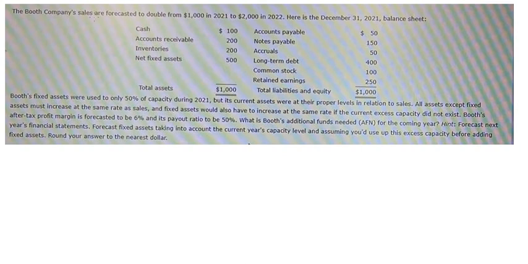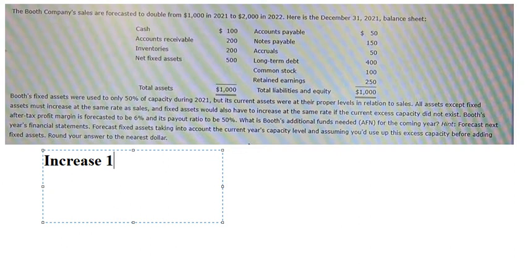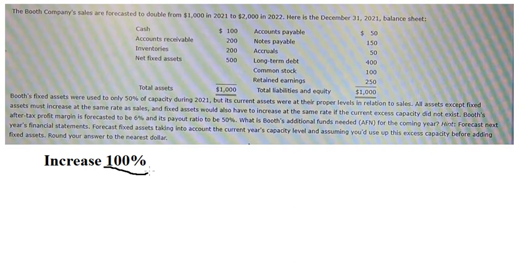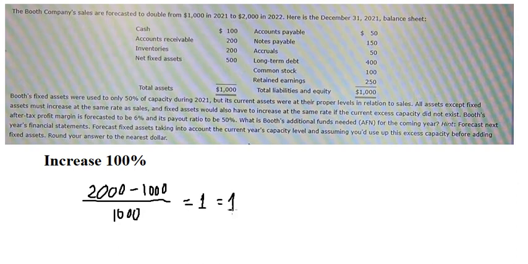We know that the forecasted sale double from 1000 to 2000. So that means in this situation they increase about 100% because they double in here. So we want to find about 100%, we just use about 2000 minus 1000 divided by 1000, and this one we have 1 or equal to 100%.